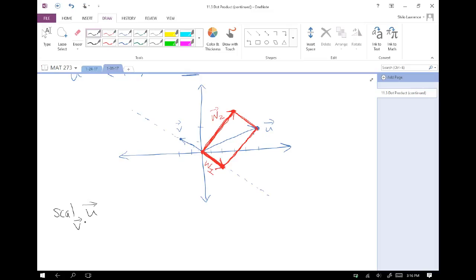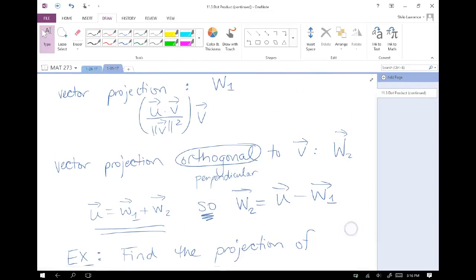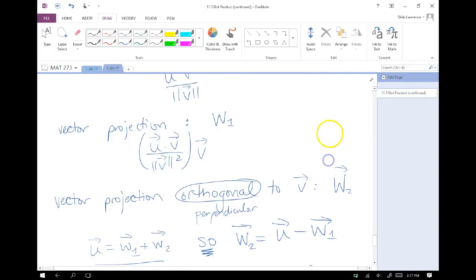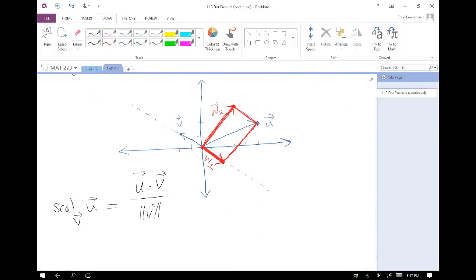So the scalar projection of u onto v, this is how we need to scale v, or a unit vector in the direction of v. So this is u dot v over magnitude of v. Now I left off the v over magnitude v because that's just turning our v into a unit vector. And this says how to scale it. So u dot v over magnitude v is the scalar projection. It tells us how long w sub 1 is.